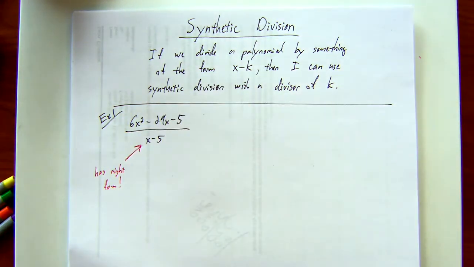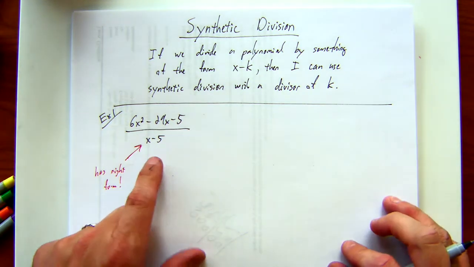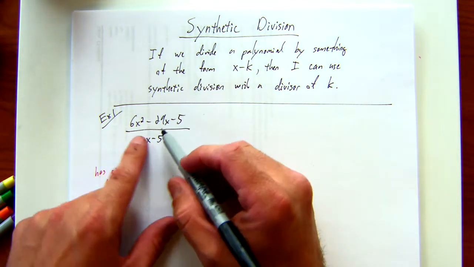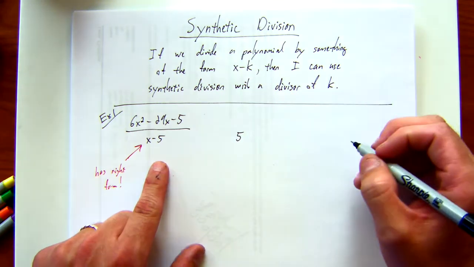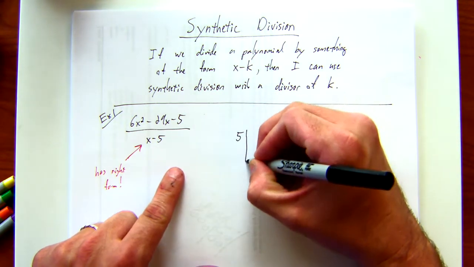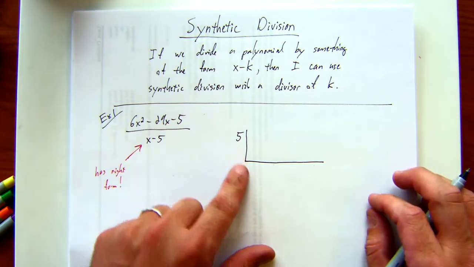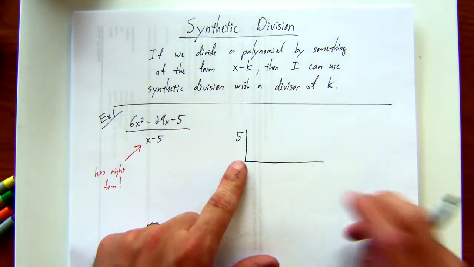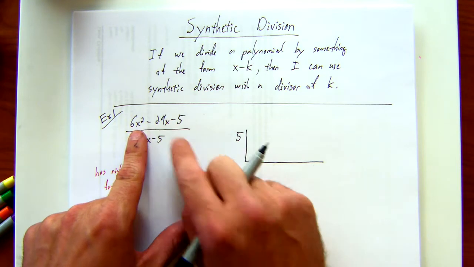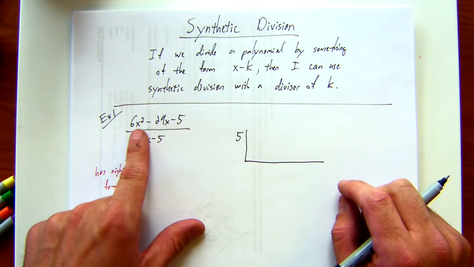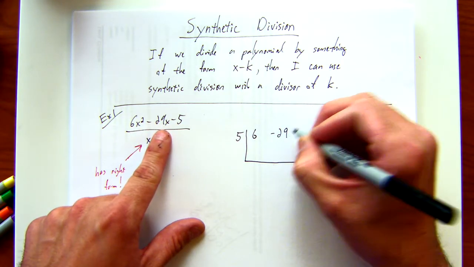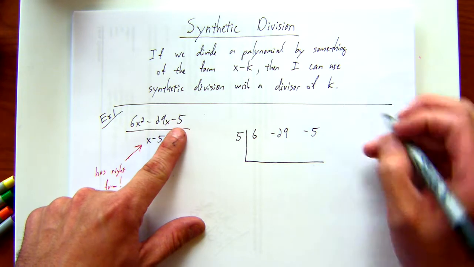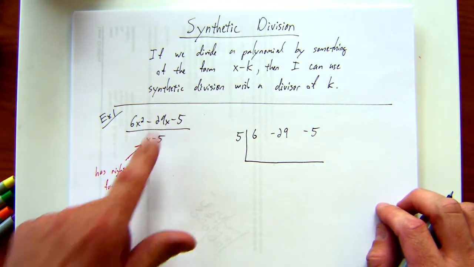So now I want to try to use synthetic division. Let me show you how to set up the synthetic division. So your divisor is going to be the opposite sign of this thing. So my divisor is going to be 5. Then I'm going to draw this little L-shaped box. Now I want to write the coefficients of all my powers of x here. So I'm going to have a 6, a negative 29, and a negative 5. Okay?